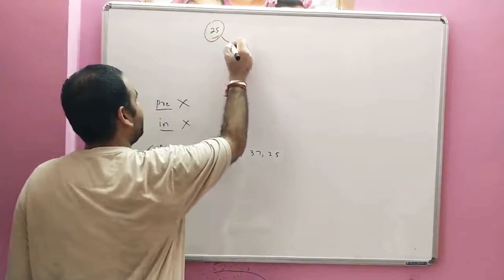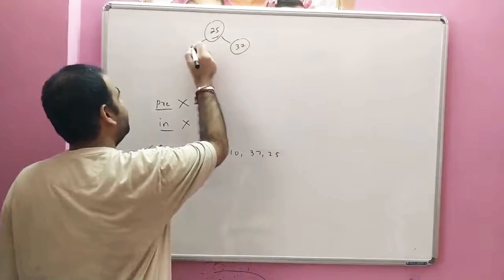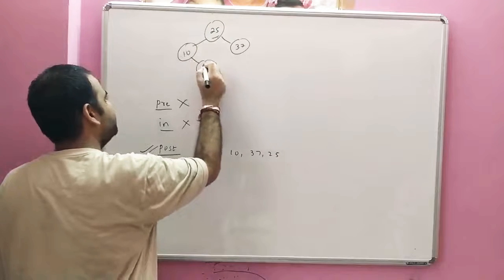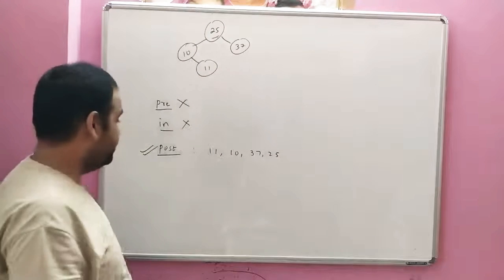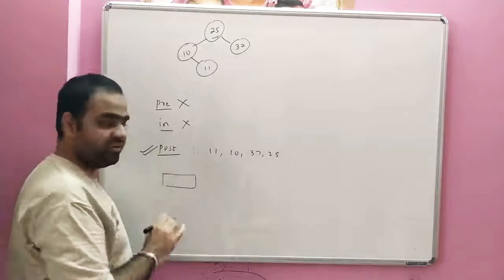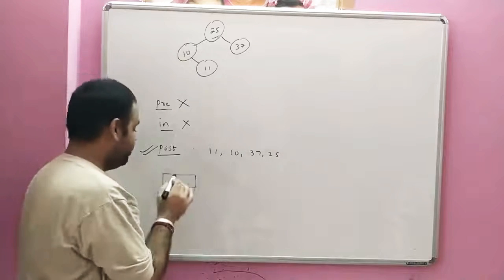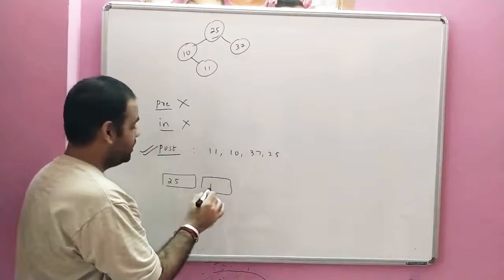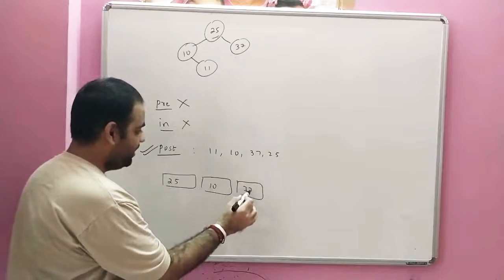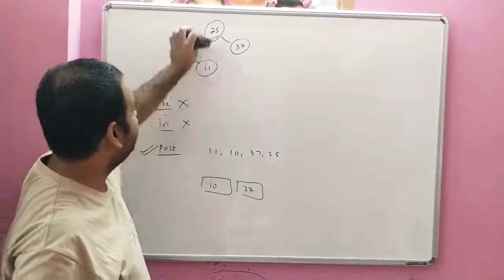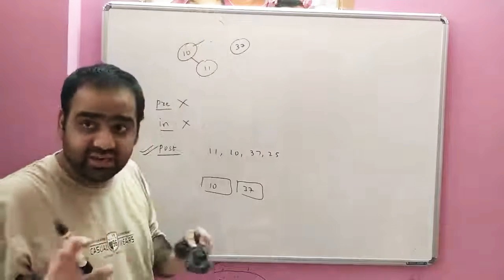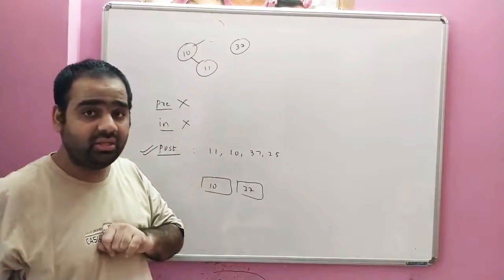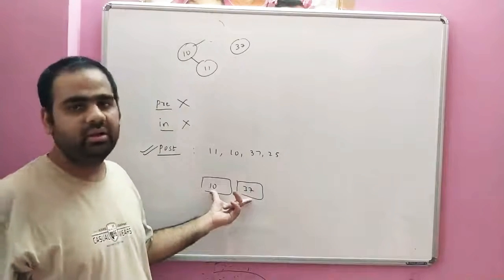Now, the question comes, can we use the level order traversal over here? Yes, you can use the level order traversal, because level order traversal means you use a queue. That means you store the address of 25. Right. Next you store 10 and 37. Now when I dequeue it, I delete 25 as well. Now if I delete 25, can I go to 10 and 37? Yes, because they are available in the queue.